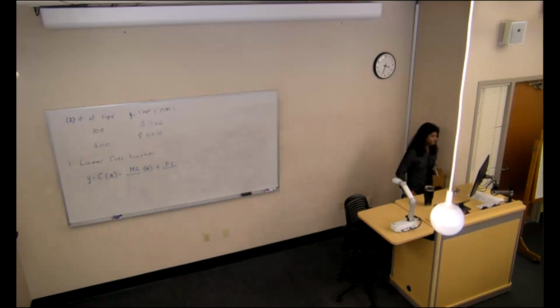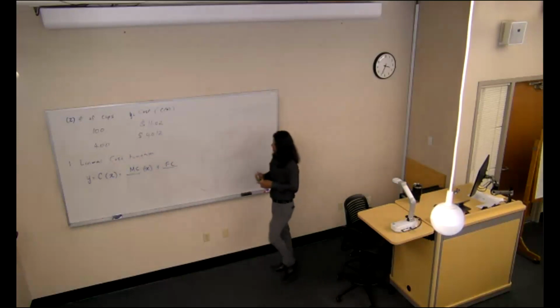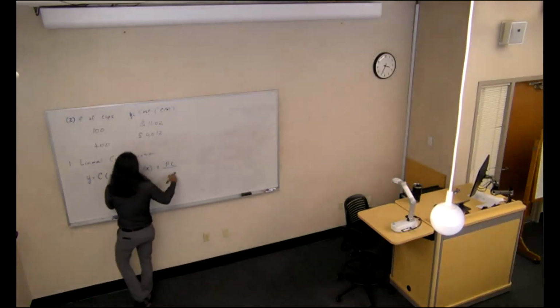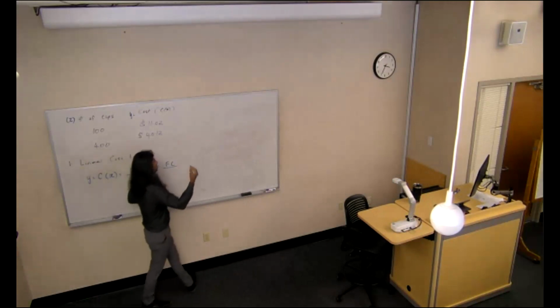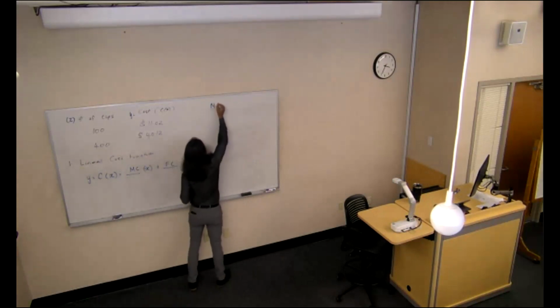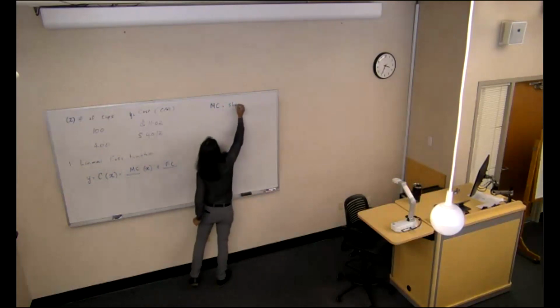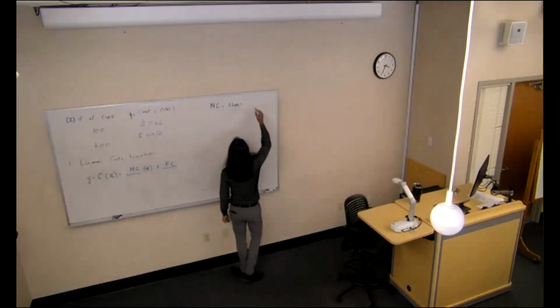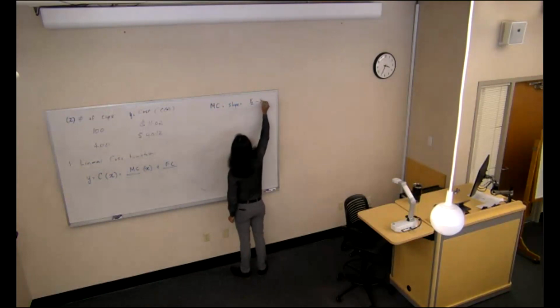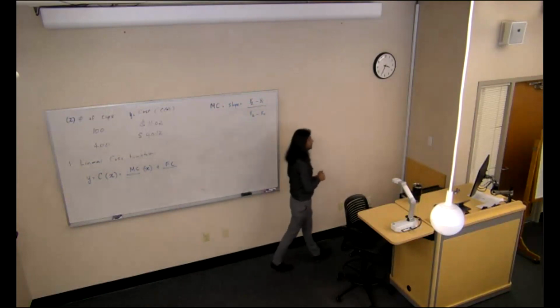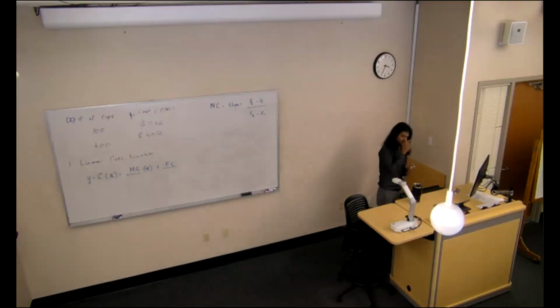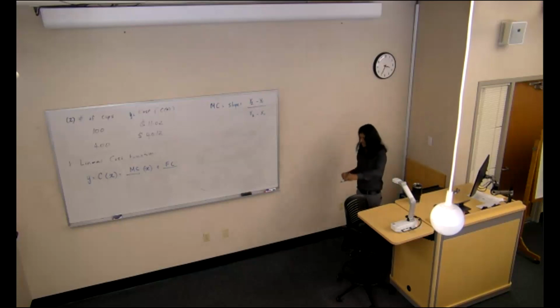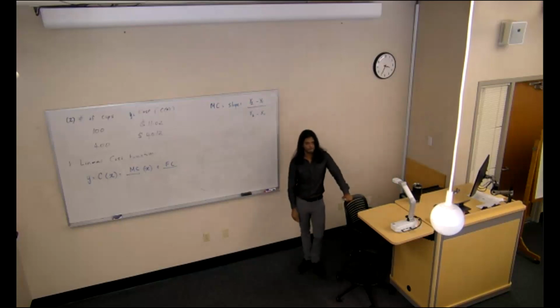So we want to find the slope in order to find this equation. So for starters, marginal cost is my slope. The formula that we have is y2 minus y1 divided by x2 minus x1. Do we have x1, y1, x2, y2? Is it given in the problem? Yes.